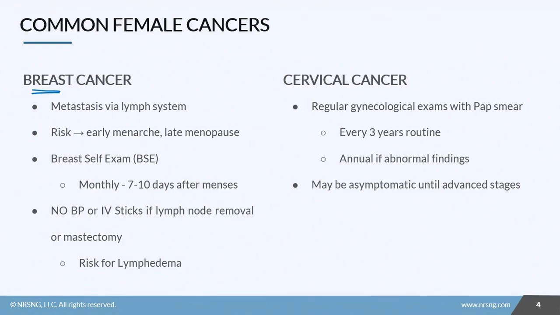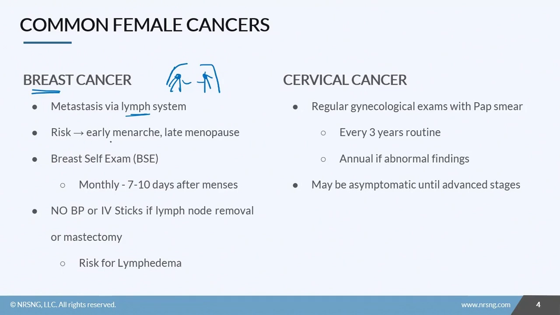Now, breast cancer, it has a high risk of metastasizing because of its proximity to the lymph system. You've got a patient's underarm lymph system right in here in their axilla. And so that's very close to the breast tissue that's here. And it's very common to have metastasis.